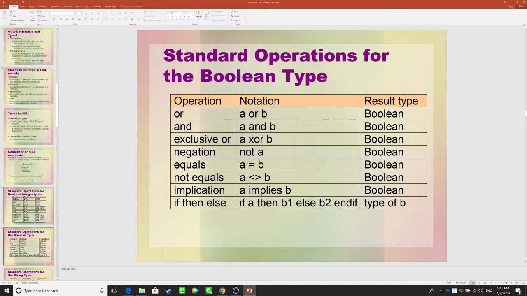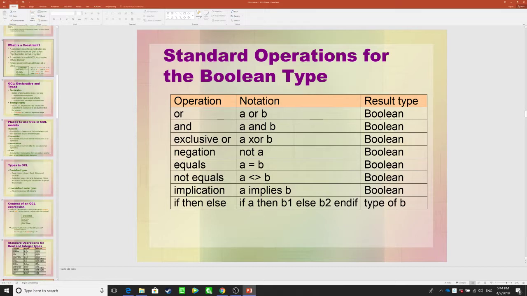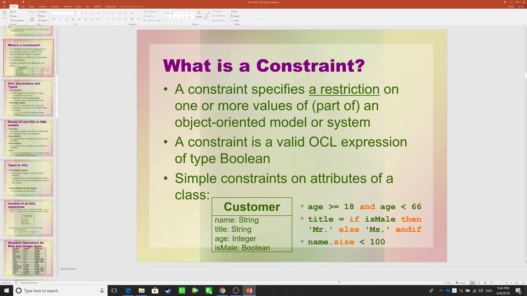The implication, A implies B. Implication, A implies B, like this arrow, right? And if then else, we have seen that. If then else, right? Like here. If then else.